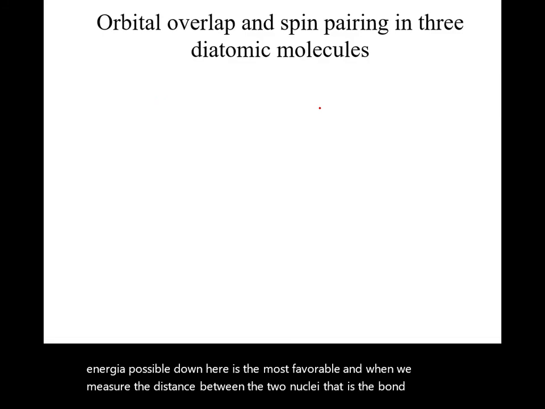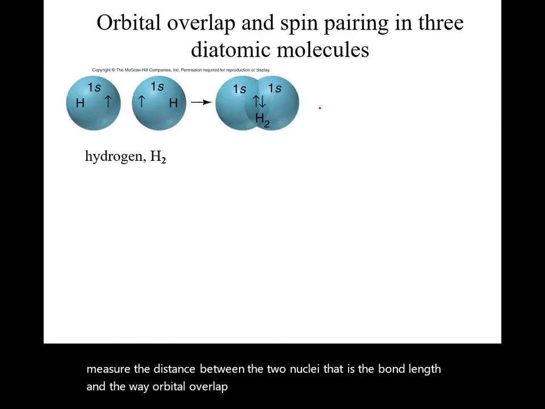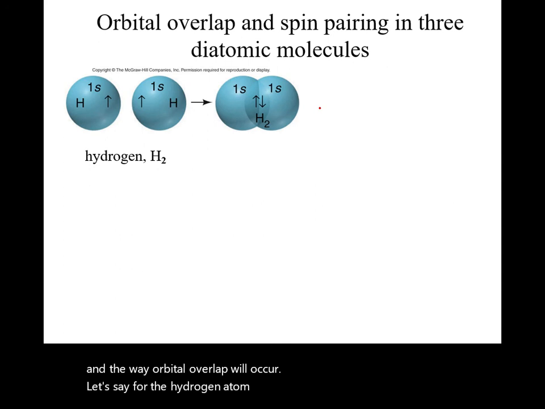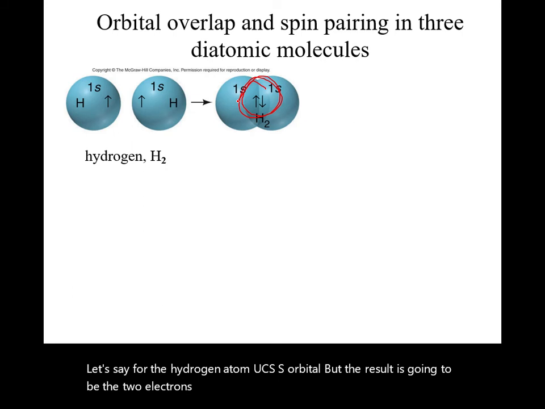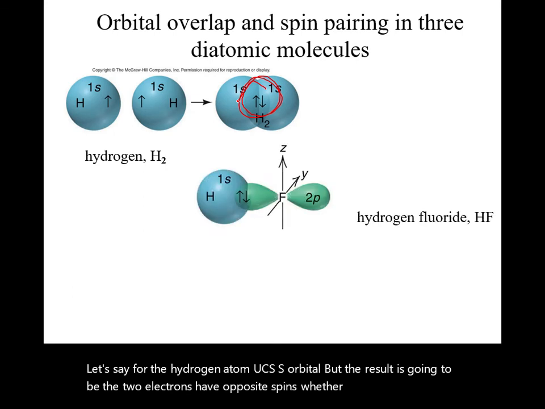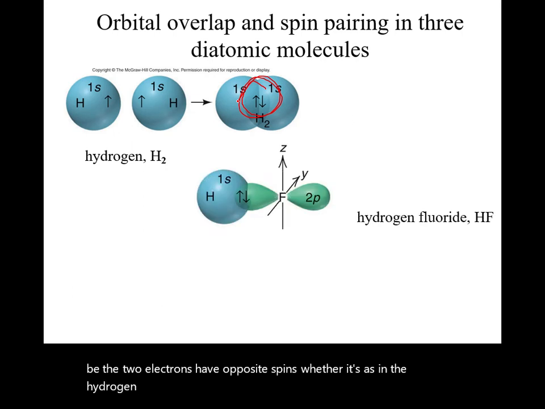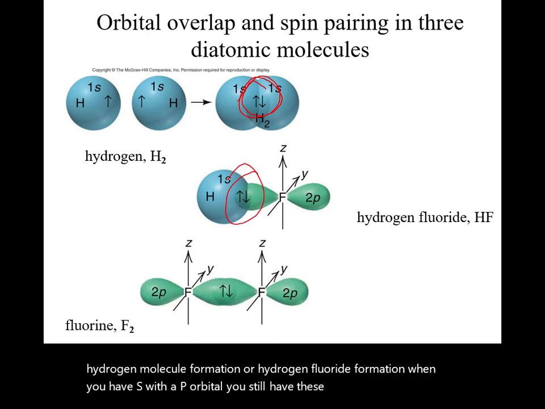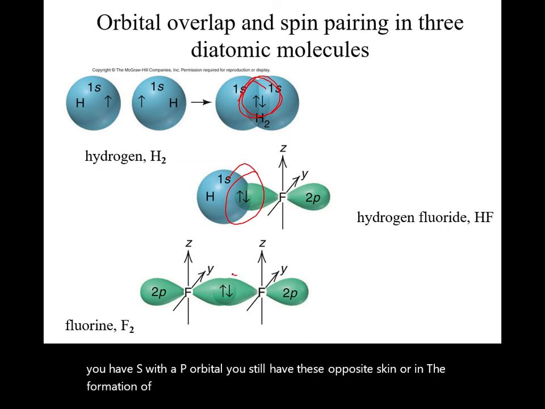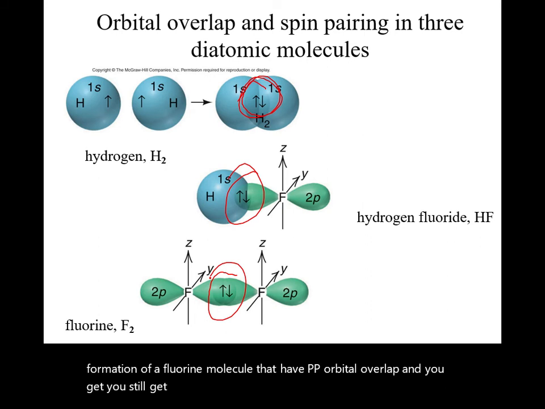And the way orbital overlap occurs, let's say for the hydrogen atom, you see s orbital, but the result is that the two electrons have opposite spins, whether it's s-s in the hydrogen molecule formation or hydrogen fluoride formation. When you have s with a p orbital, you still have these opposite spins, or in the formation of a fluorine molecule, you'll have p-p orbital overlap, and you still get opposite spins.